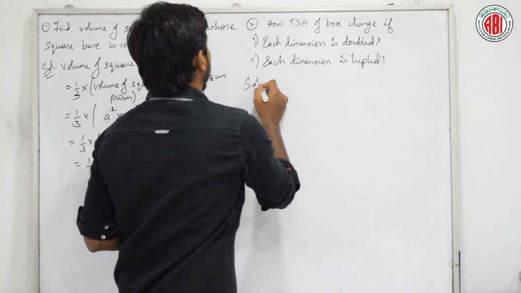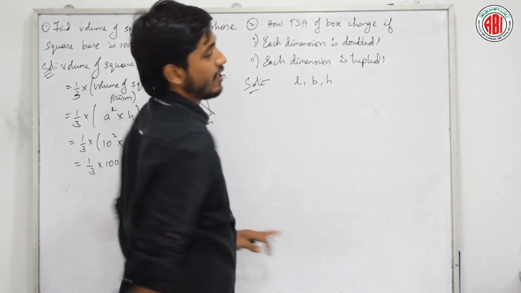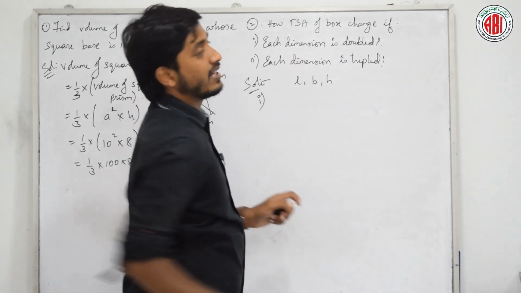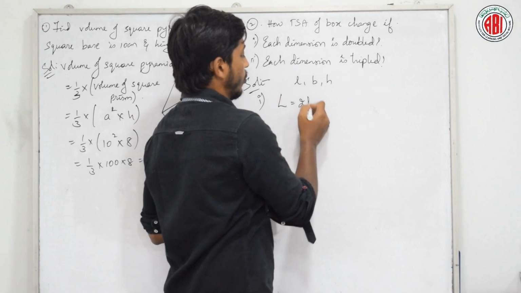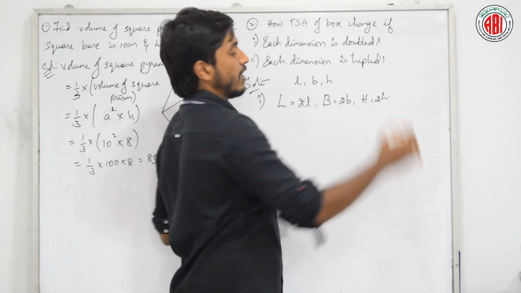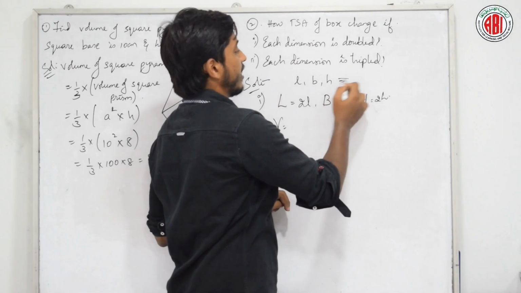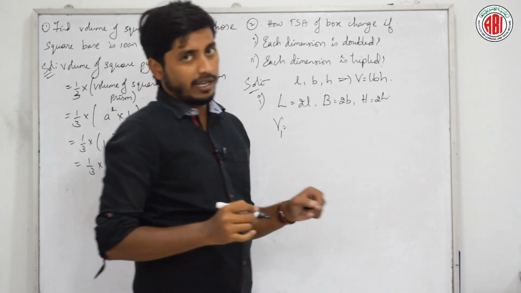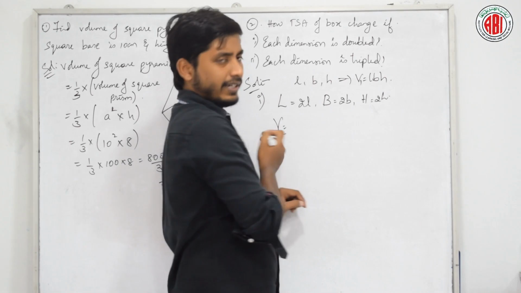See here. Let length be L, breadth B, height H. Now tell me, if each dimension is doubled, let us take capital letters: capital L is equal to 2L, capital B is 2B, capital H is 2H. Fine. Now tell me, what is the new volume? Let us take volume as LBH. Let us put the new volume as V2 because it is doubled.